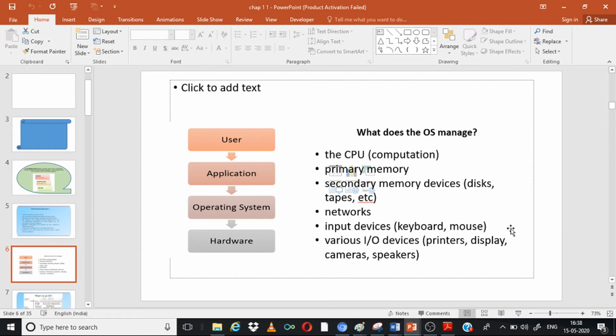Now, how does a user interact with the system? The user is interacting with the system via an application. So the OS is managing the central processing unit, the primary memory, all the secondary memories, the network, the input devices, and various output devices.